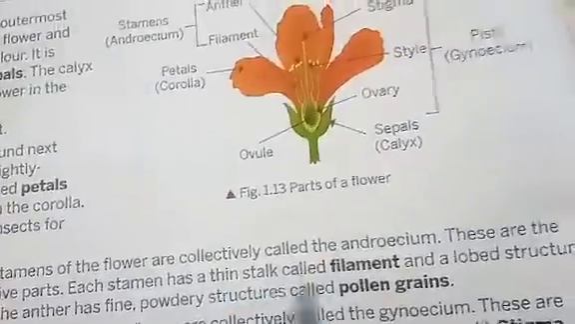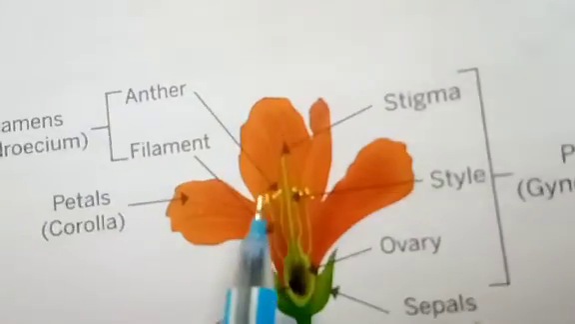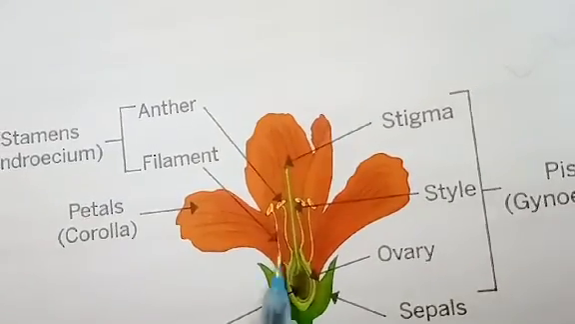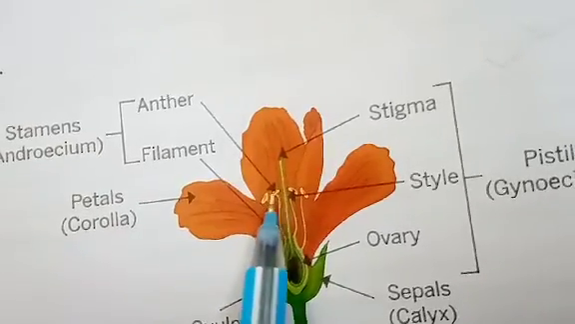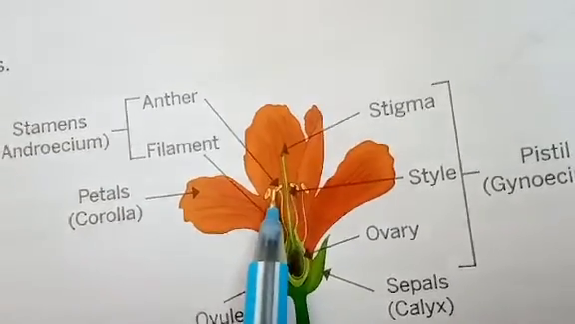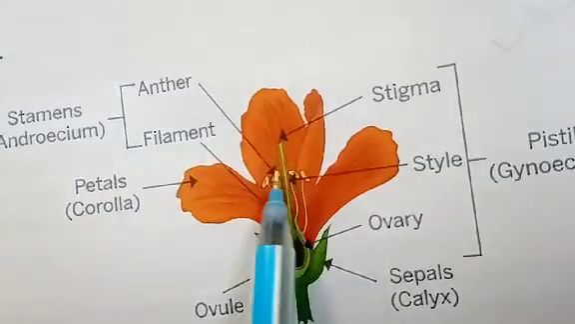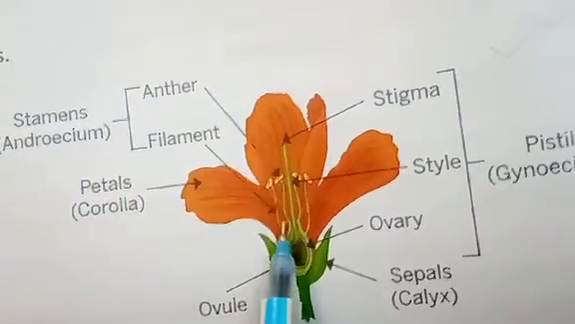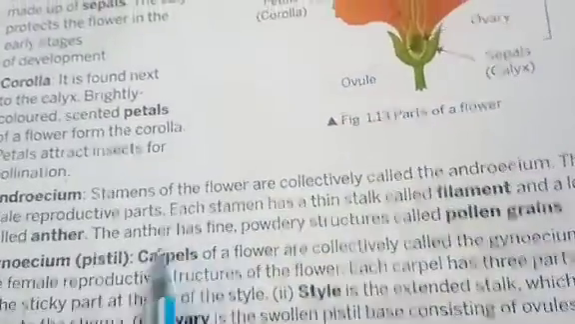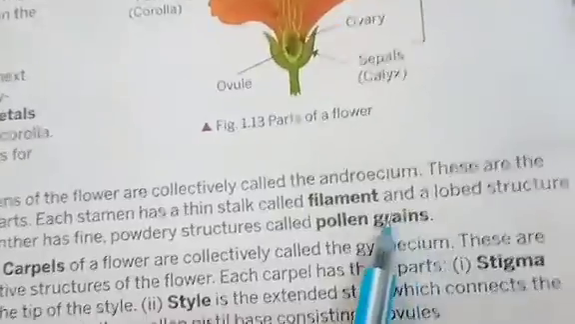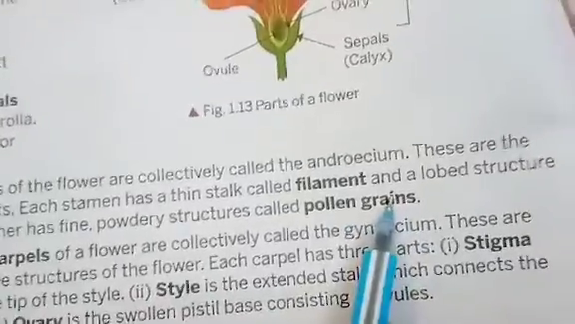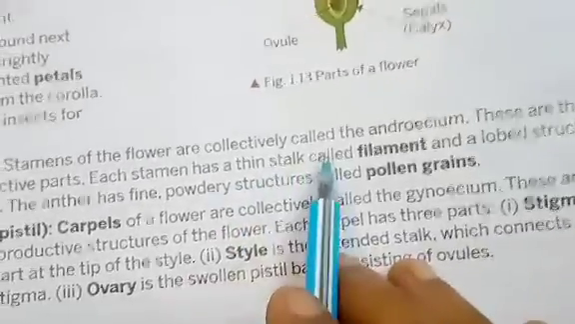Now each stamen has, you can see here this stamen, this long stalk tube like structure, this is called filament, and at the tip you find here this is called anther. So each stamen has anther and filament. Okay, then what is the function of this stamen? The anther has fine powdery structures called pollen grains. So these pollen grains will help in reproduction, and this is the male reproductive part.